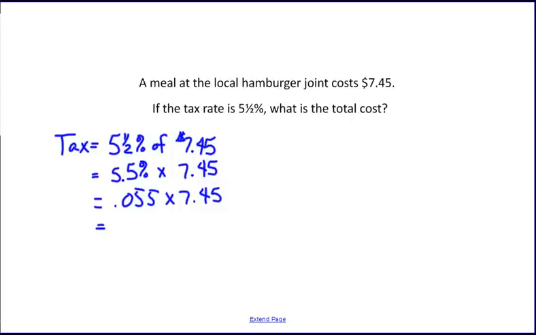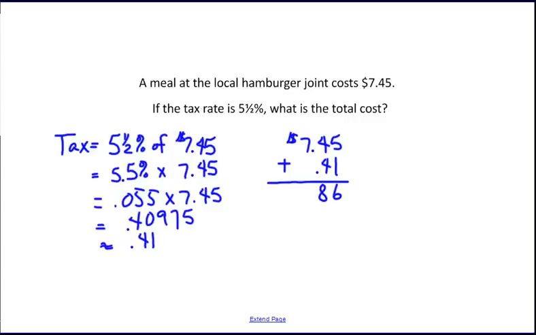When we get the answer, we get 0.40975, but again, we need to round it off to 2 digits since we are dealing with dollars and cents. So the tax on this meal is 41 cents. Since the original meal costs $7.45, we will now add the tax to that, and we realize that we will have a bill of $7.86.